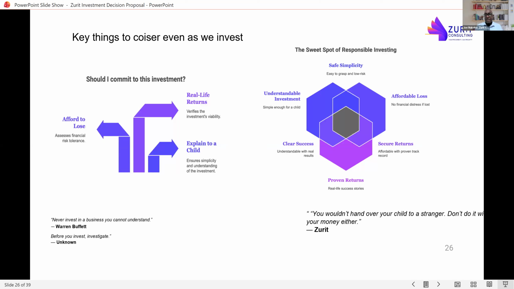So, as we summarize on that: how much money am I making? And are they explaining it to me in a very simple way? I don't want to lose, but in the event that I will lose, how much can I afford to lose?